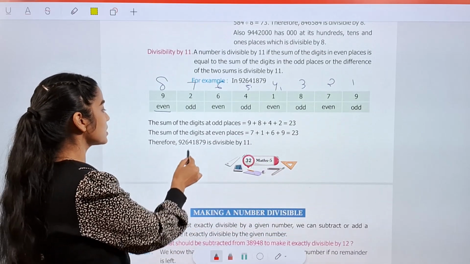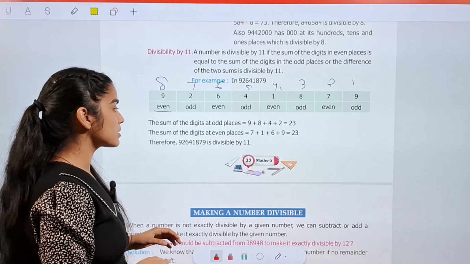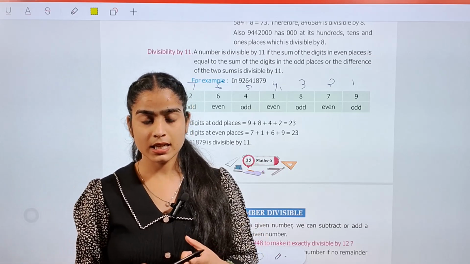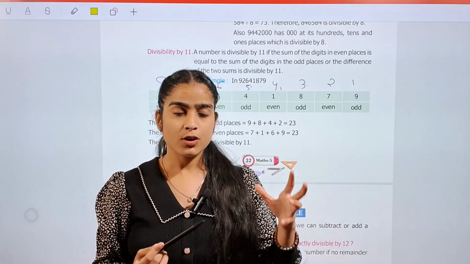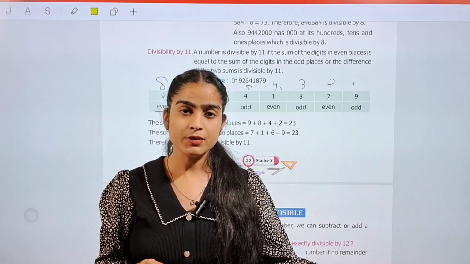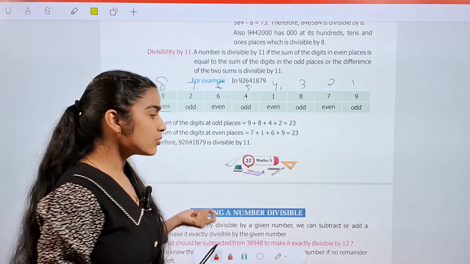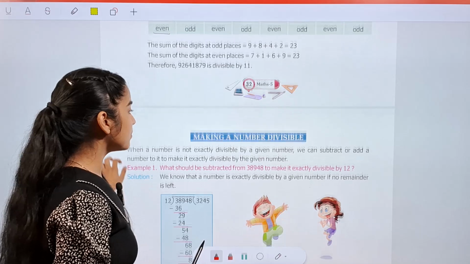Therefore, 92614879 is divisible by 11. So for 11, you have to check if the difference is 0 or a multiple of 11. That means the number is divisible by 11. And 0 means the number is divisible.